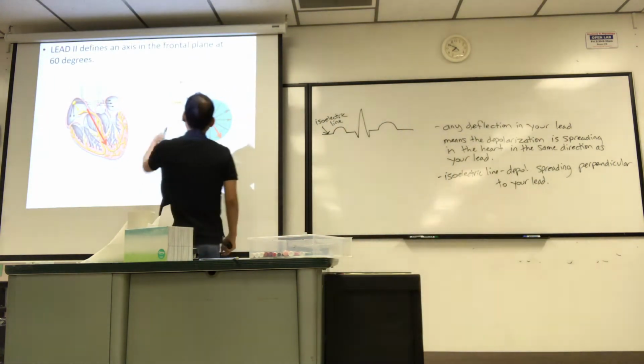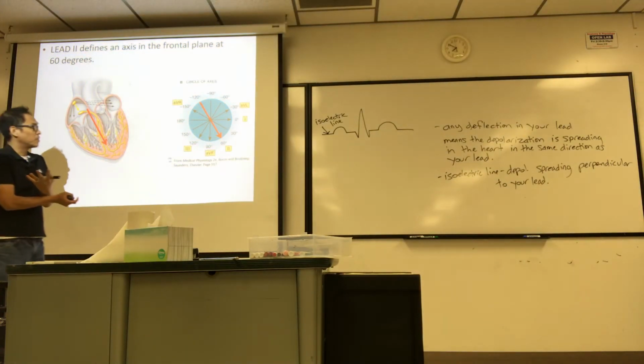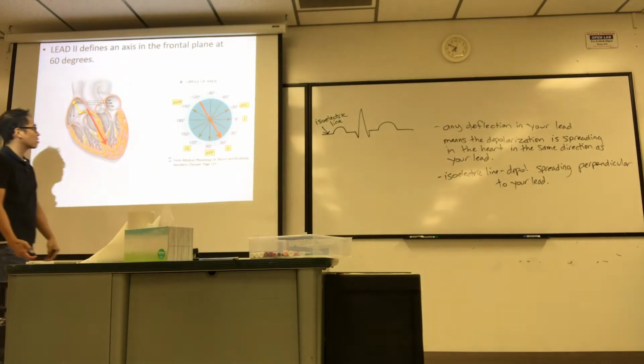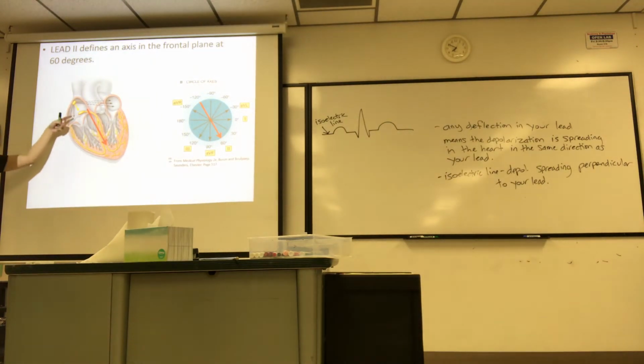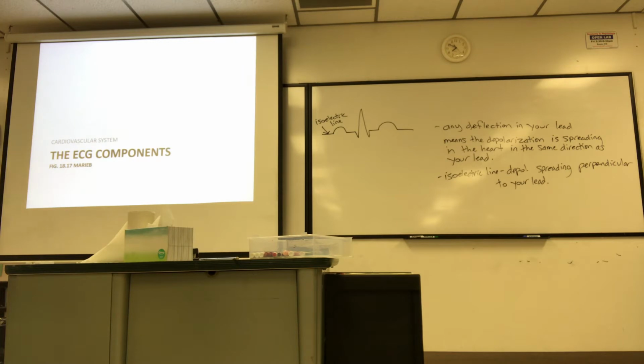So here's kind of the circle of views. We're just doing lead 2, negative to positive, so that's why I put the red arrow there. Just to give you an idea. That's our lead going through the heart. Here's all the structures that we have to monitor as we study it. Okay, so we're doing lead 2. So that's what I wrote on the board, is what I said there. When the wave of depolarization moves toward the positive lead, there is a positive deflection in the recording. You just see something. And you have to know what those are. So we call these the ECG components.